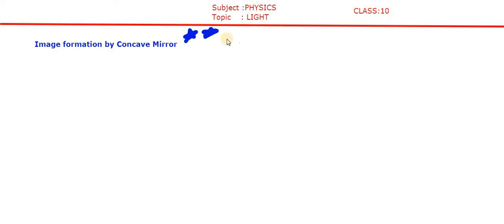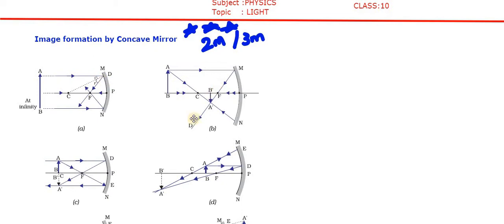Here we have a total of six ray diagrams. Out of these six ray diagrams, one question will appear in the examination for 2 marks or 3 marks. They give six different positions of the object, and we have to show where the ray of light travels. That is very important. So these are the six ray diagrams.